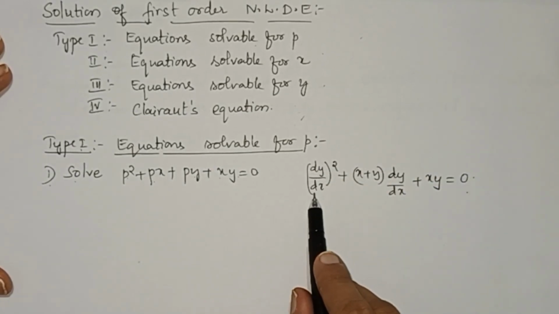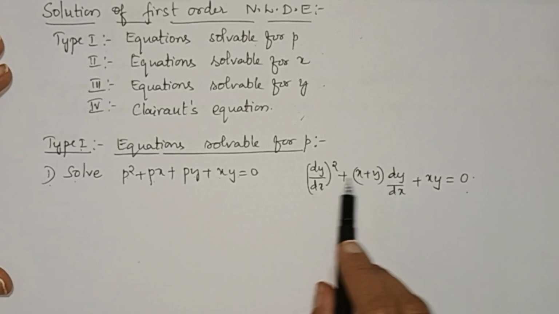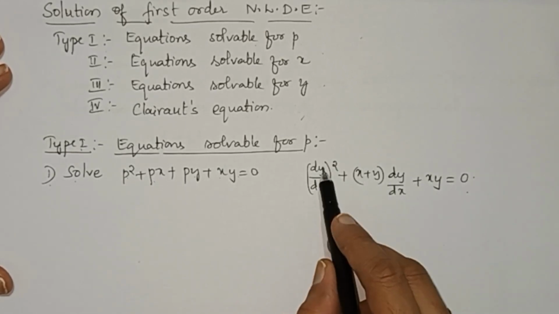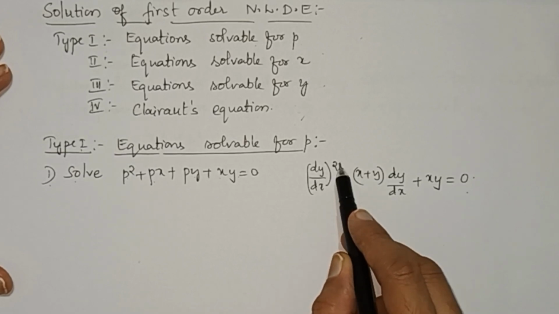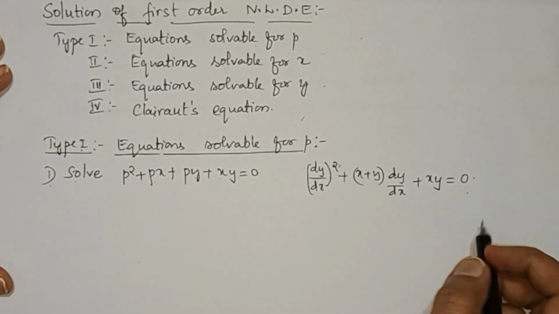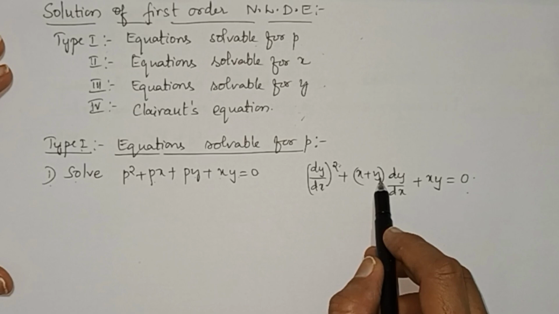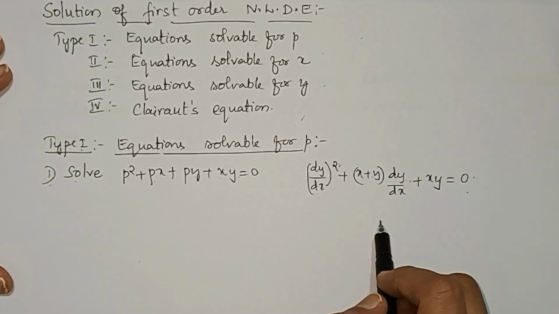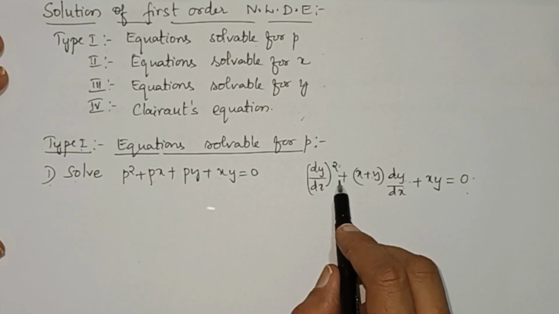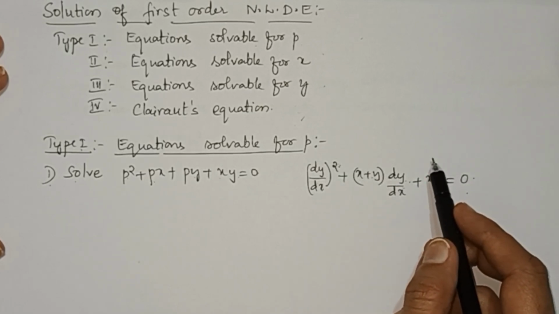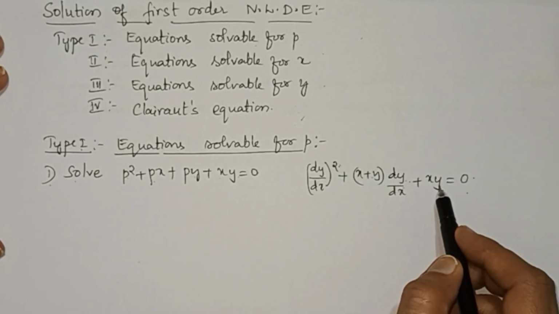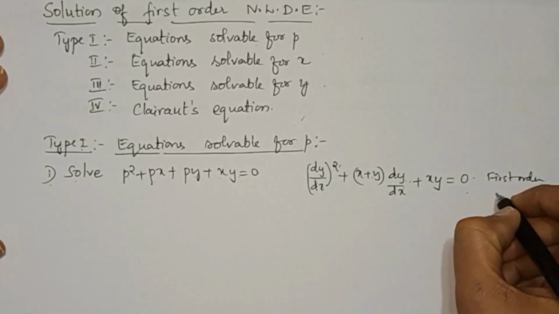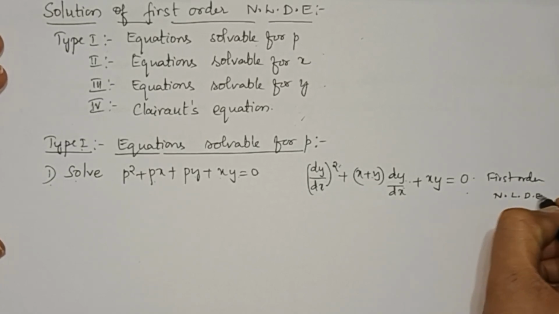Now look at this differential equation. Clearly it is of first order because there is only first order derivative, and it is non-linear because the power of first order derivative is 2 here, more than 1, as well as here dependent variable is multiplied with its derivative. That also contributes to nonlinear. At least if it satisfies one condition, that is enough to say it is a nonlinear differential equation. So this is first order non-linear differential equation.